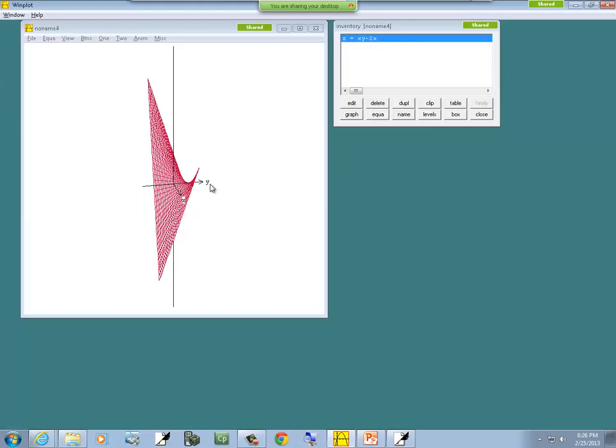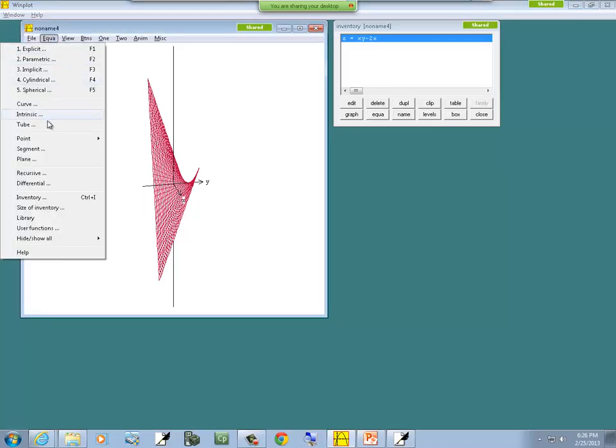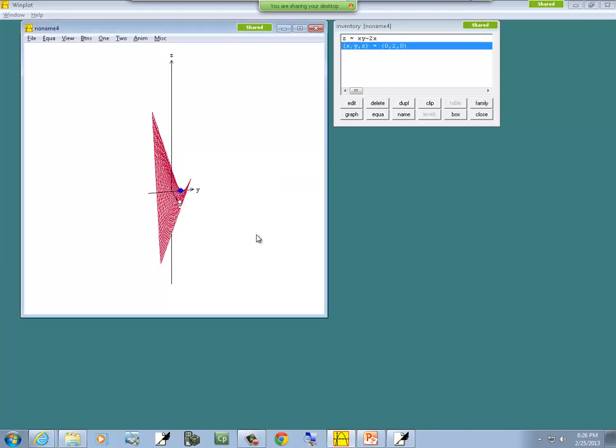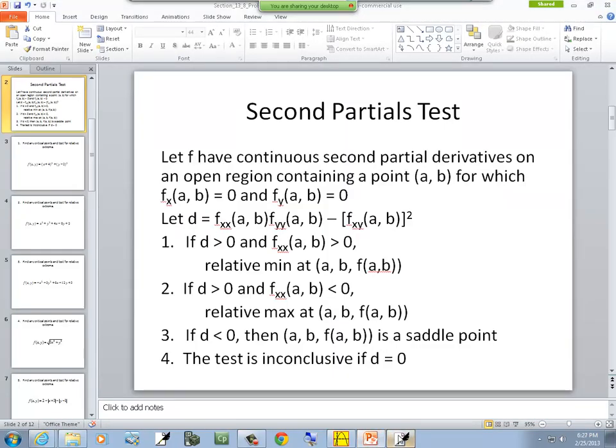This is 0, 2, 0. So do equation, point, Cartesian, 0, 2, 0. I'll make dot size 4 and click OK. As I rotate it, you can see the saddle point. Yep, there it goes. Saddle points are kind of interesting. Of course, their name comes from the fact that they look like a saddle.